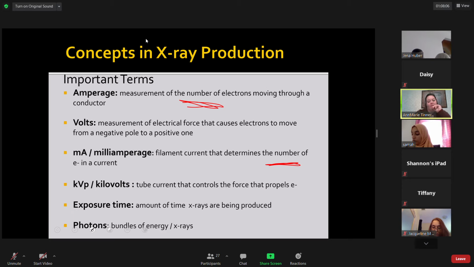Anybody need me to repeat that? Yes, please. Okay, MA or milliamperage has to do with the number or the quantity of electrons, and your kVp or your kilovoltage has to do with the quality of the electrons.